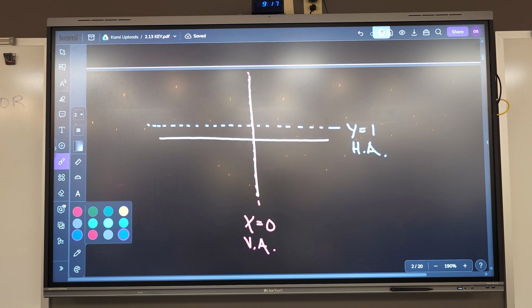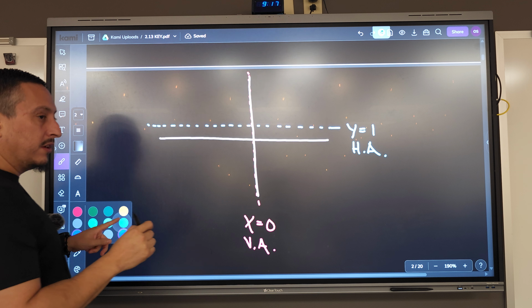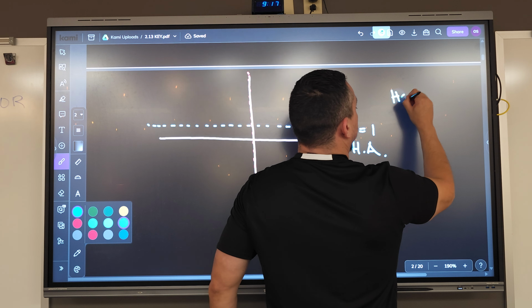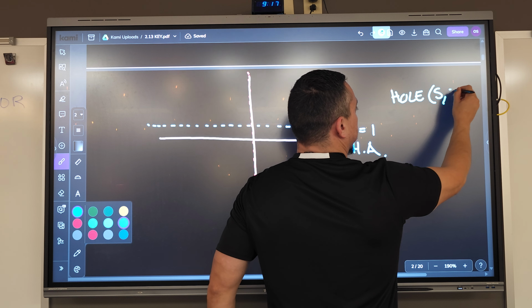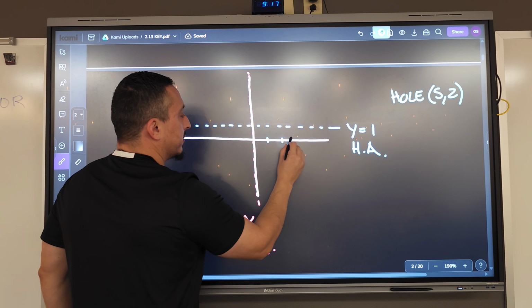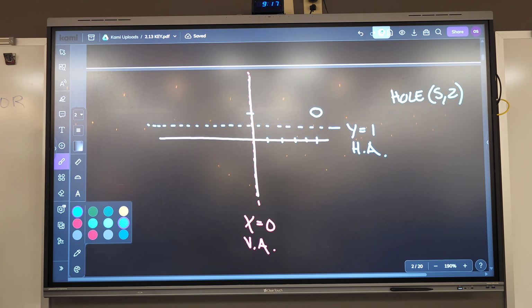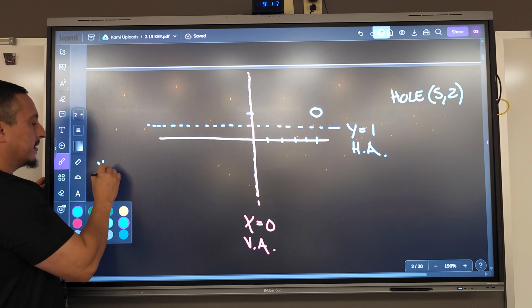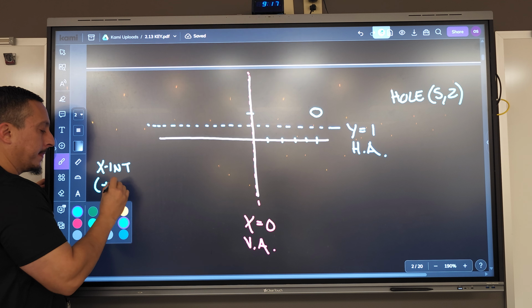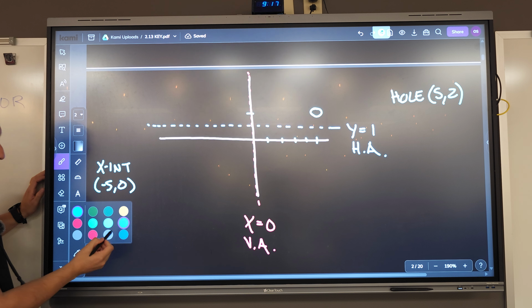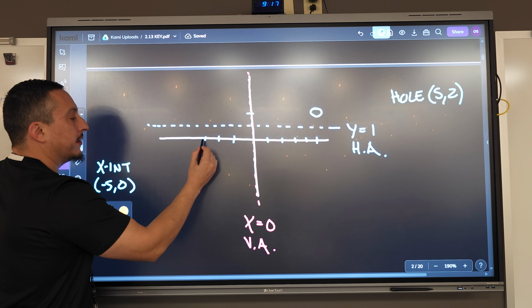And then where do I have the hole? Was that 5, 2 or negative 5? 5, 2. Is it 5, 2 or no? Yes. Okay, so 1, 2, 3, 4, 5. 1, 2. There's a hole right there. Okay, where's our x-intercept located? Negative 5, 0. Is that right? Yeah. Okay, so then I also touch here. 1, 2, 3, 4, 5.